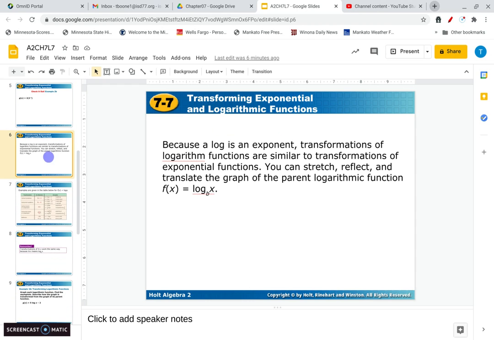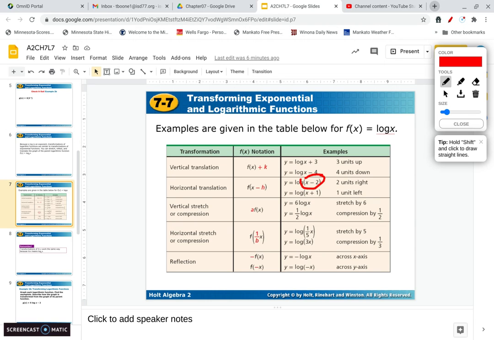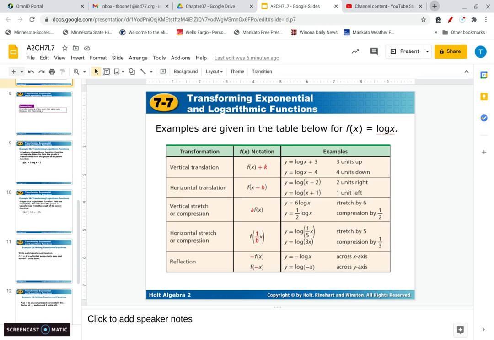But remember those rules. Now, again, we can do the same thing for logs, same rules, and whether it's a log or a natural log, it doesn't matter. If it's going to be horizontal, we're going to see it in the parentheses with the x. And once again, a negative out front is a reflection across the x, whereas if the negative is in parentheses, it's across the y. Whether that's a log or a natural log doesn't matter, because we know that the natural log is just log base e.